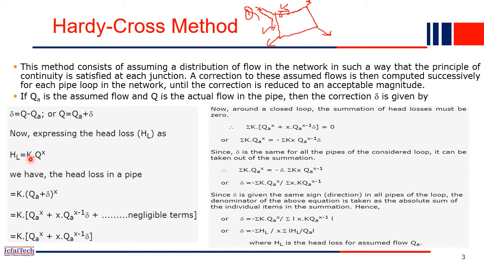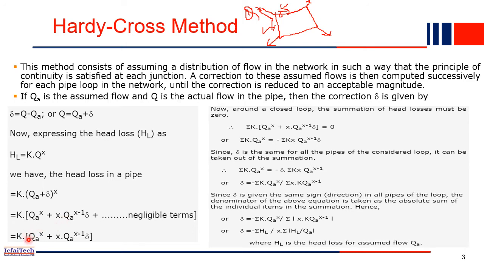Now head loss we have already computed here. Now around the closed loop, this is a closed loop, right? The water is going in and coming out in all four. This is the entire closed loop network. The summation of head loss must be zero, right? That is our principle. Two principles we have seen. One is how much water is going into a junction, the same quantity of water will go out from the junction. And the second one is the summation of all head loss must be equal to zero in the entire system.